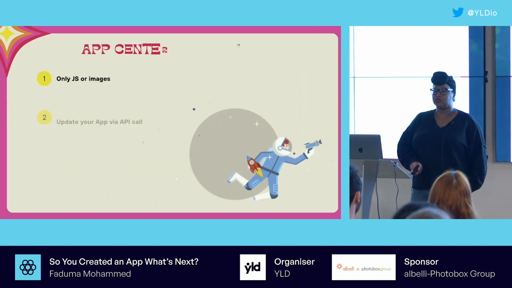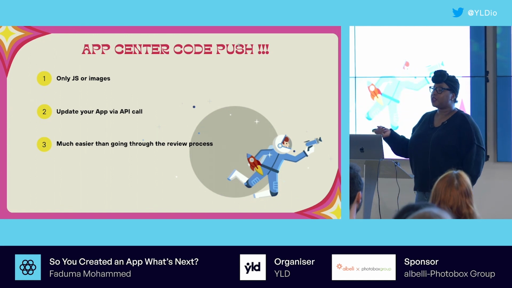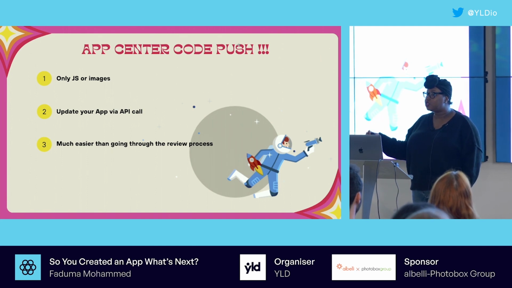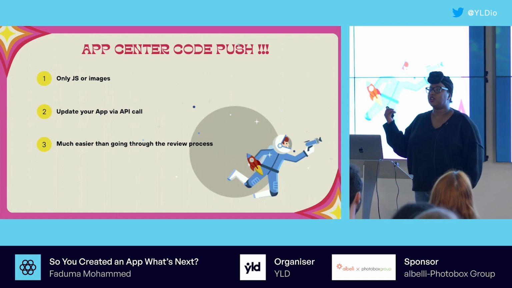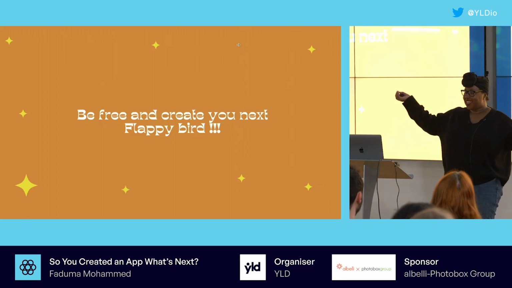So what helps out is something called Code Push with App Center. What Code Push does is that if you're doing basically just JavaScript or image changes, you can send off your code and get it to people's phones without having to update and go through the review process.